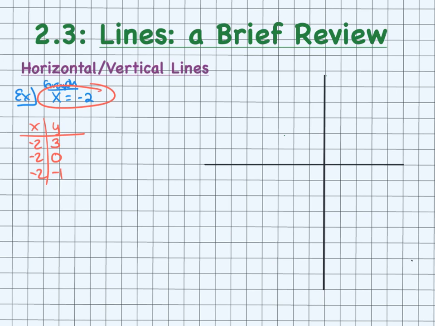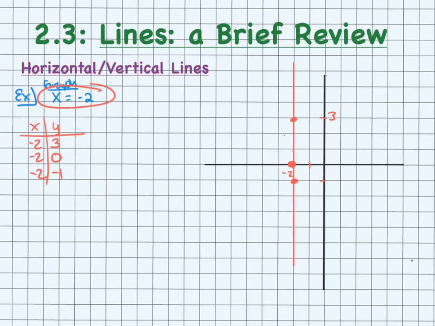And when we go to plot these points, we've got x is -2 and y is 3. X is -2 and y is 0. And x is -2 and y is -1. So clearly we have a vertical line. Now I'd like you to be able to do that more quickly than I just did. So let's do another example.